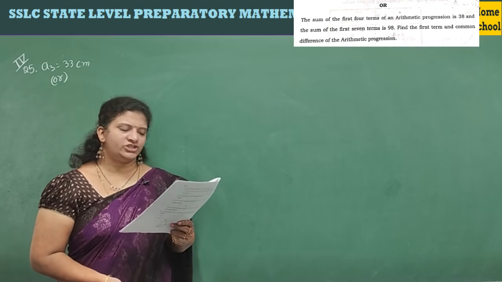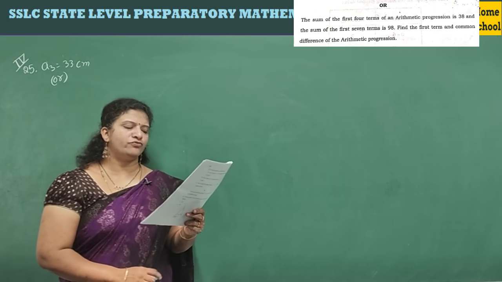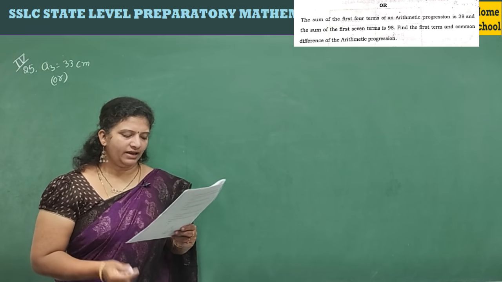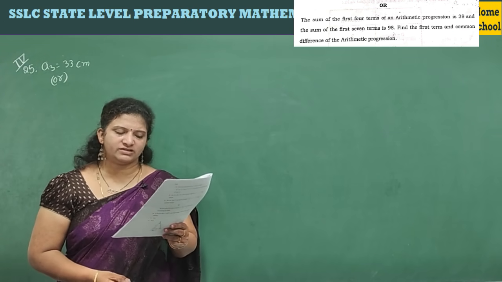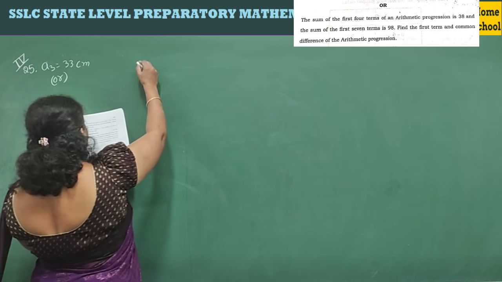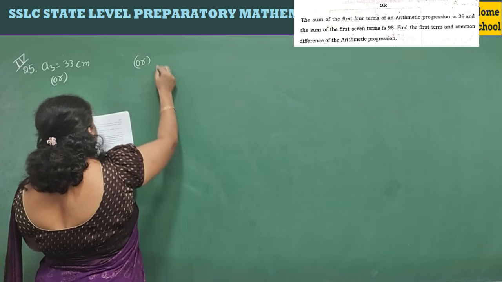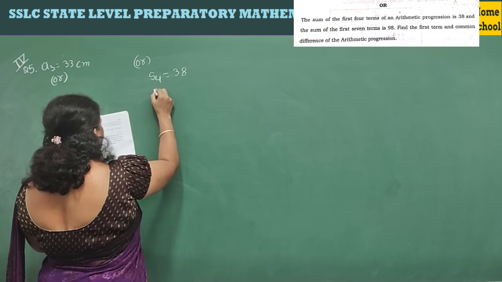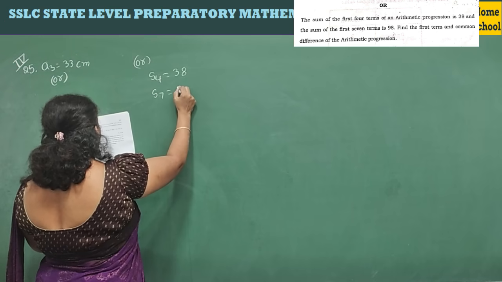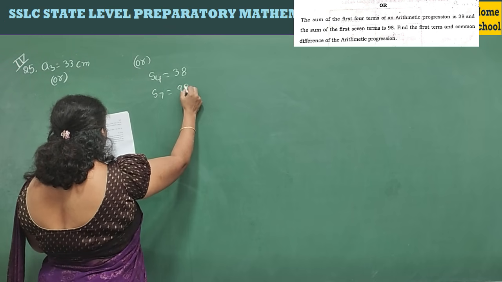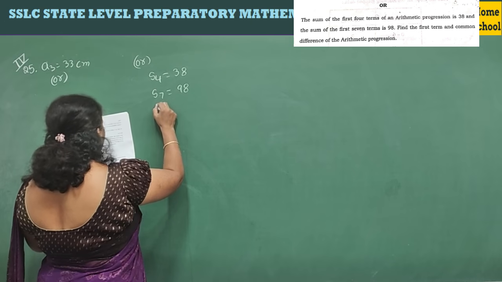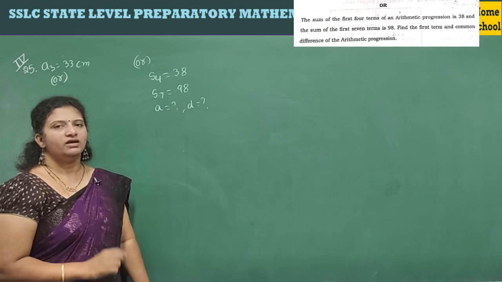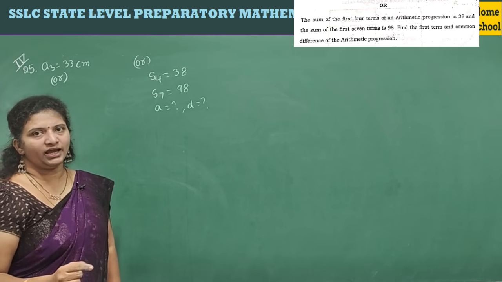You have one more question for this. The sum of the first 4 terms of an arithmetic progression is 38, and the sum of the first 7 terms is 98. Okay, what is given here, children? The sum of the first 4 terms is 38 and the sum of 7 terms is 98. Find the first term and common difference. S4 and S7 given, find a and d.